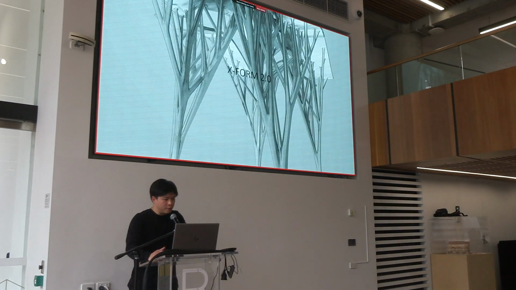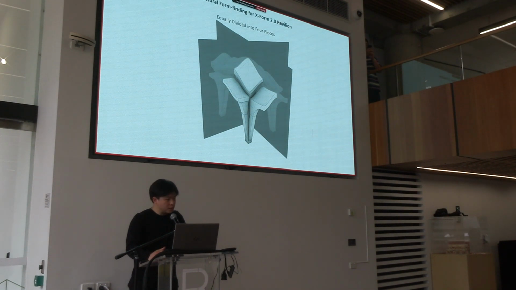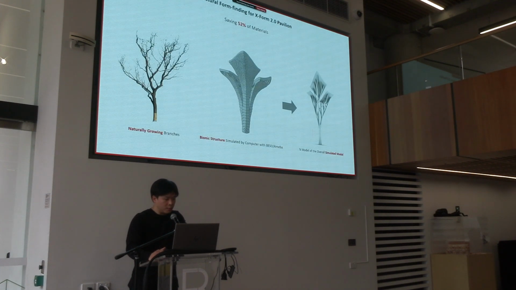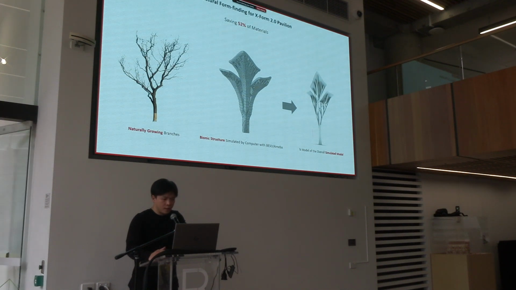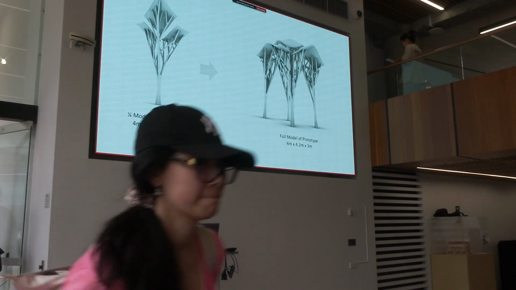Later, we developed a more complex geometry called X-Form 2.0. With a similar idea, we cut it into 4 pieces, which is a symmetrical form, and added the supports underneath and the loading on the top. This time there are 3 different heights of curved roofs. The topology optimization makes this column and branch save 52% of materials.